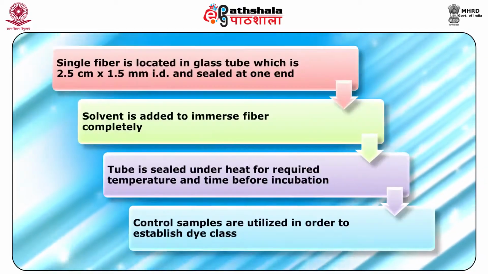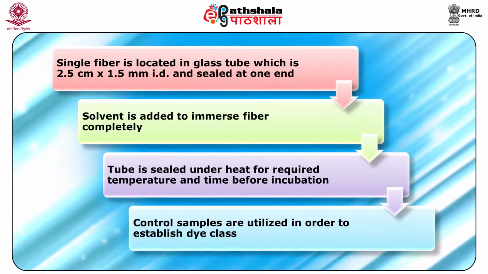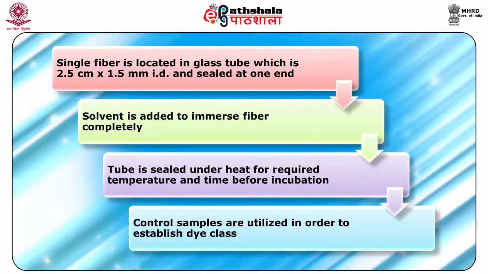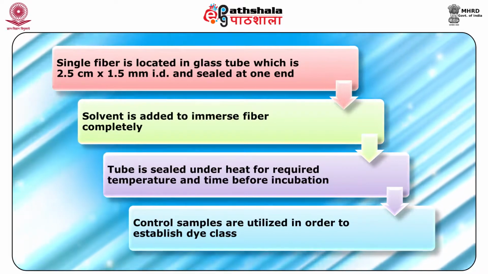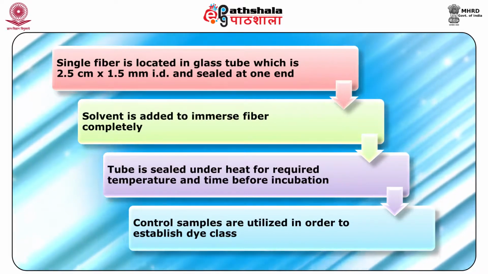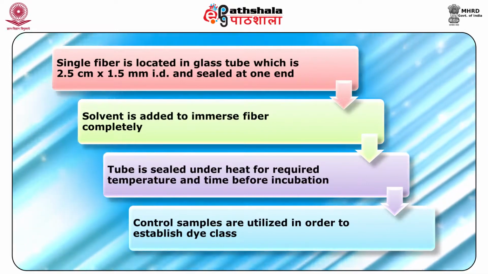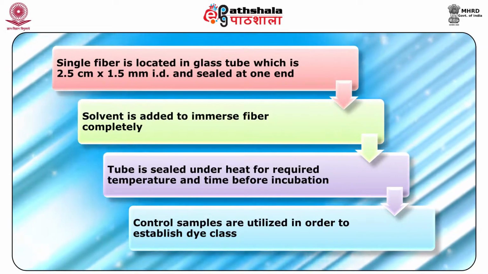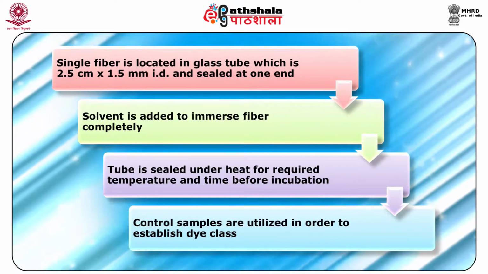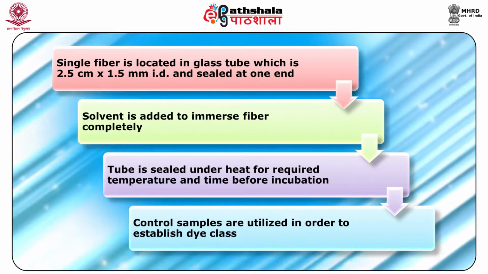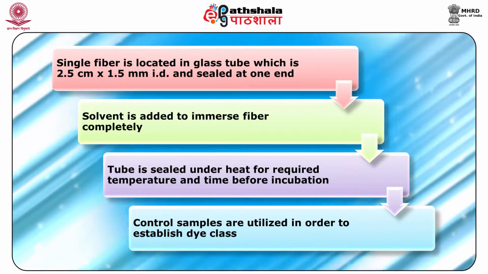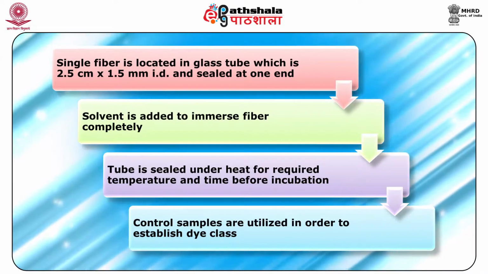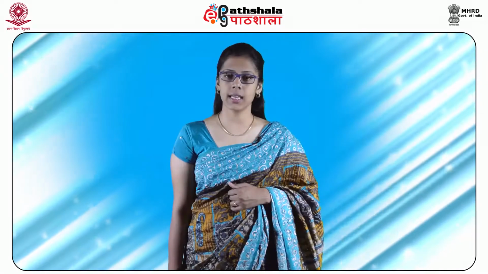Extraction process. A single fiber is located in a glass tube which is 2.5 cm by 1.5 mm ID and sealed at one end. After the solvent is added, which should be around 10 microliter, as it is sufficient to immerse the fiber completely, the tube is sealed under heat for the required temperature and time before incubation in an oven. Control samples are utilized in order to establish dye class, and the best extraction procedure is applied prior to the analysis of recovered fibers. Next is dye analysis.